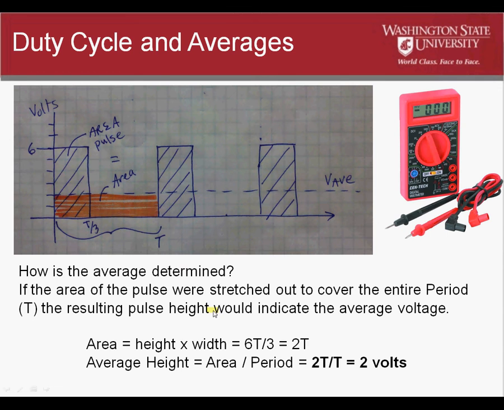Now, you can do that mathematically, of course. In this case, the area would be 6 times t over 3. And of course, you reduce that, so it's 2t is the whole total area. So the average height if you stretch it over the entire period would be 2t over t. And of course, the t's cancel, and you would get 2 volts. So both graphically and mathematically, the meters that we use take averages of the signals that they're receiving.